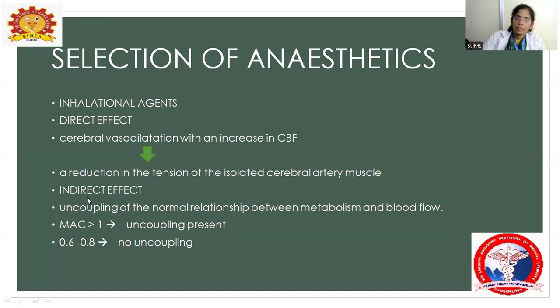So, what is the indirect effect? There will be uncoupling of the normal relationship between metabolism and blood flow. So, always remember, whenever the cerebral metabolic rate increases, cerebral blood flow will also increase. This is called coupling. If this is reversed, it is called uncoupling. This uncoupling occurs in the case of inhalation anesthetics. So, if the MAC is more than 1, uncoupling will occur. If the MAC is between 0.6 to 0.8, there will be no uncoupling.